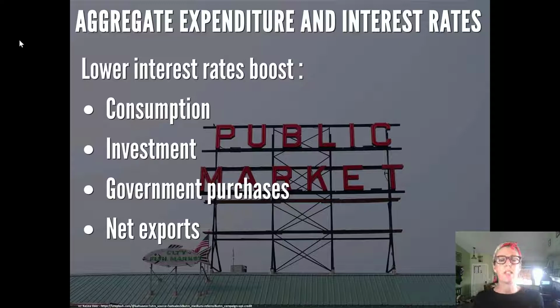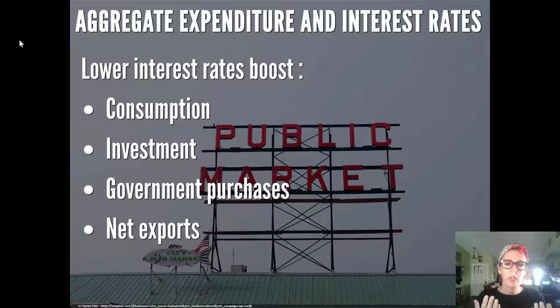Aggregate expenditure and interest rates. Lower interest rates do boost consumption, investment, government purchases, and net exports. So I'm going to give you a minute to think about how that happens. Can you work in your mind the mechanism of how lower interest rates increase personal consumption expenditures, business investment expenditures, even government purchases, and net exports, our exports minus our imports?